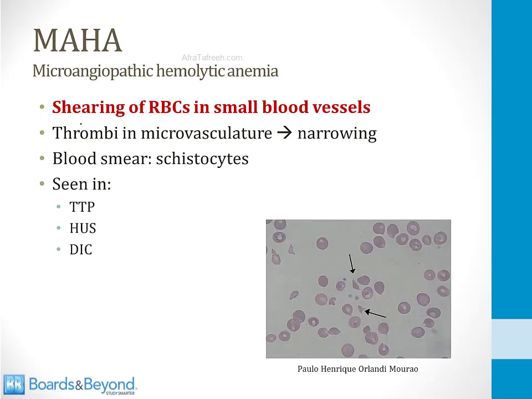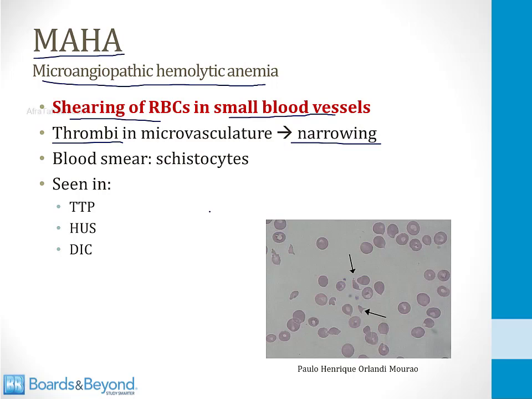Moving on, let's talk about our next extrinsic cause of hemolytic anemia, and that is microangiopathic hemolytic anemia, or MAHA. This is caused by the shearing of red blood cells in small blood vessels, and this happens when there are thrombi in the microvasculature. This narrows the microvasculature, and as the red blood cells try to squeeze through, they get damaged, and this results in intravascular hemolysis. And the characteristic finding of microangiopathic hemolytic anemia on the blood smear is the presence of schistocytes.